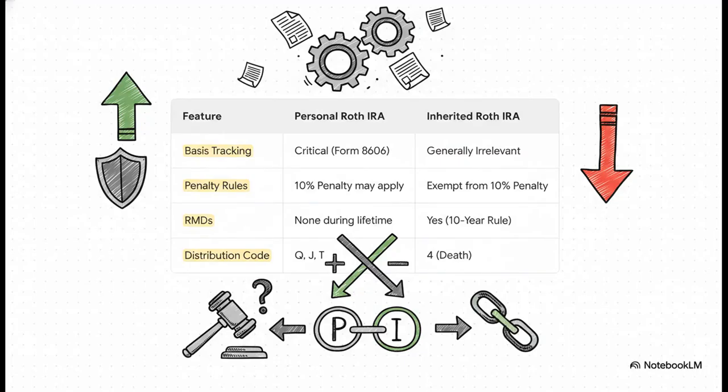And this table just lays the whole conflict out, plain as day. For one account, basis tracking is absolutely critical. For the other, it's pretty much irrelevant. The 10% penalty is a major worry for your personal Roth, but it's a total non-issue for the inherited one. The distribution codes are completely different. They're mutually exclusive. These accounts are running on opposing legal directives, which is exactly why smashing them together on one form is such a big problem.